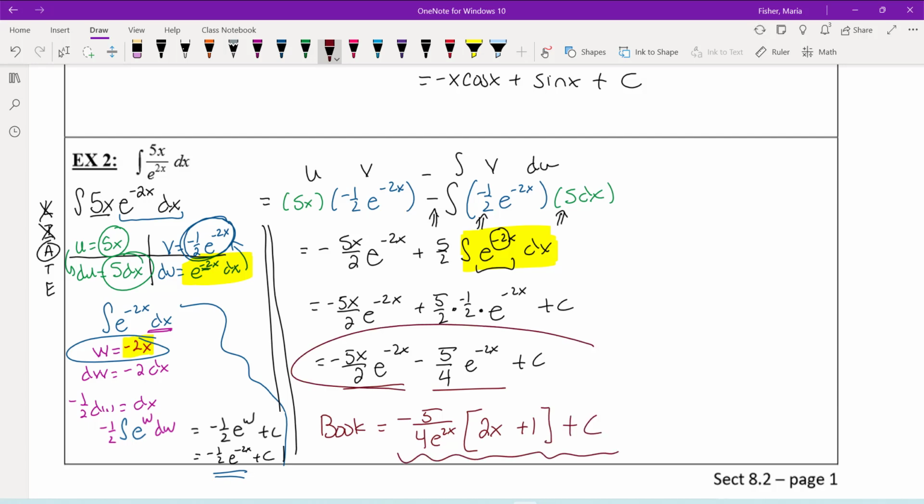But again, you can enter that answer into WebAssign and it'll mark it as correct. So I don't care which answer you give me on an exam or a quiz. Either answer is correct, but you don't need to factor if you do not want to.